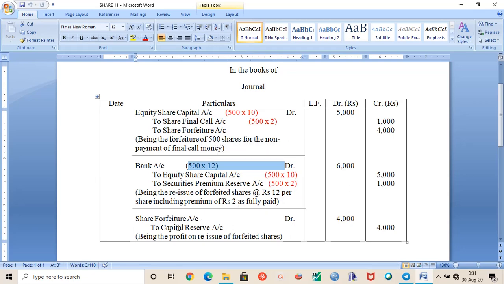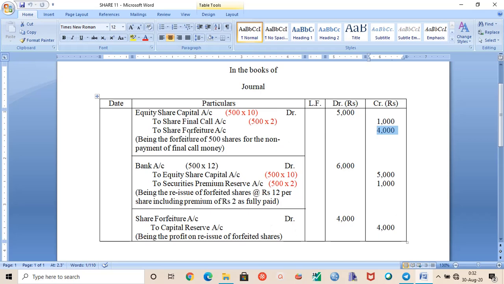And the last entry is the profit on reissue of forfeited shares. You can see in the first entry that we have share forfeiture account of rupees 4,000 on the credit side. But in this second entry we don't see share forfeiture on the debit side. So whatever is the entire amount of the share forfeiture in the credit side, we will bring it down to the debit side. The full amount will be treated as the profit on reissue of forfeited shares.